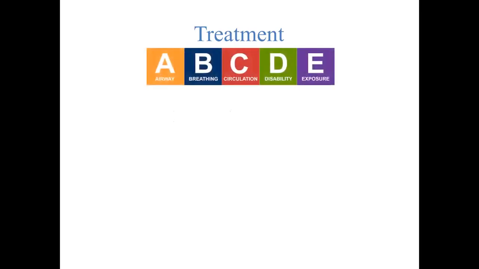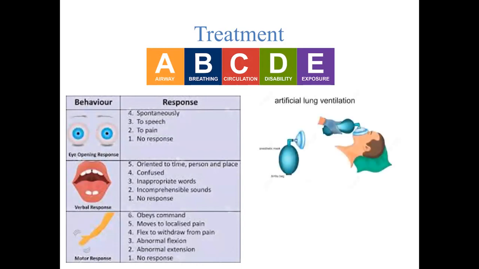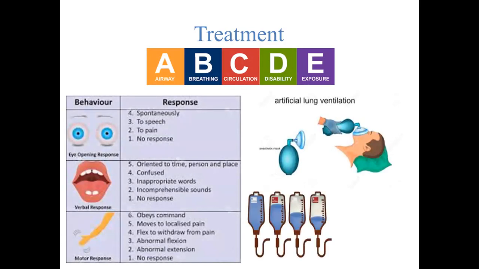How do you treat the people who come with benzodiazepine overdose? The first mainstay of treatment is ABCDE. That is, A is for airway, breathing, circulation, disability, and exposure. The level of consciousness of the person can also be assessed using the Glasgow Coma Scale, in which you look for the eye-opening response, verbal response, and motor response. Artificial lung ventilation has also proven to be useful in the management of these cases, along with fluid resuscitation, and sometimes atropine is also used in these cases.